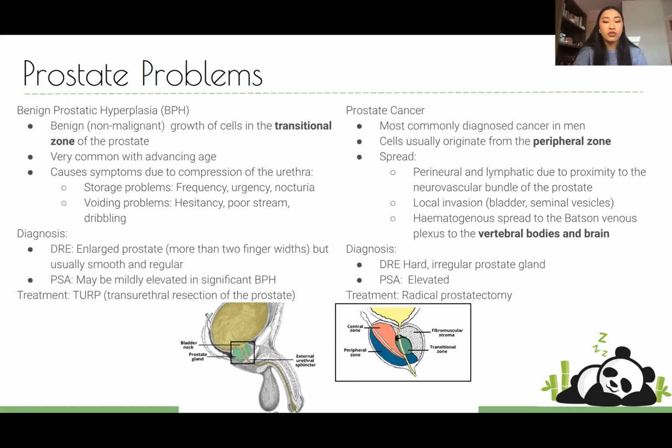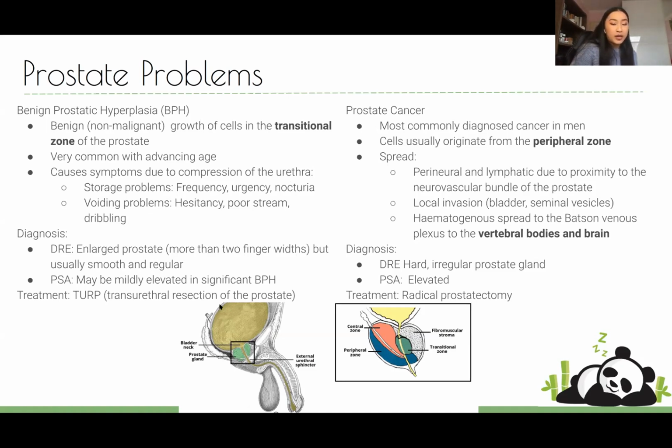If you have growth of cells in this region, it's going to compress on the urethra, and that causes storage problems. So they can't hold in their urine because of the obstruction: frequency, urgency, nocturia, and voiding problems. So poor stream, hesitancy, dribbling, all of those symptoms that you ask about on a urinary history. And BPH is very common with advancing age. Apparently the majority of men have it by the age of like 70.